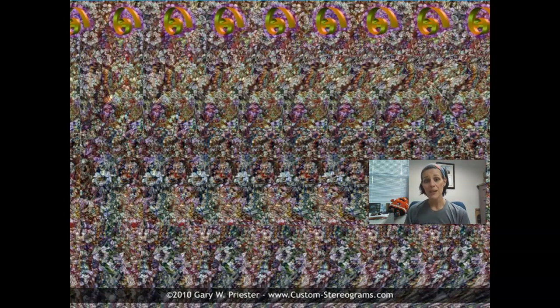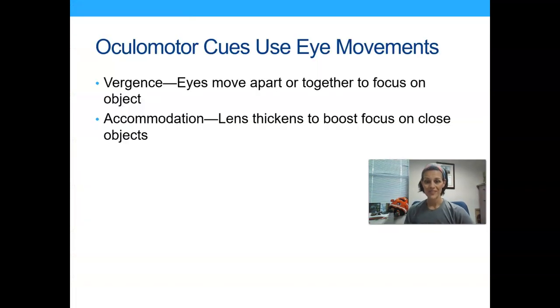This is a magic eye picture. If you let your eyes relax, you should be able to see a spiral. If you're like me and you can't do it without crossing your eyes, this is one that is specifically developed for cross-eyed people. As you can kind of see here, it creates that same spiral.